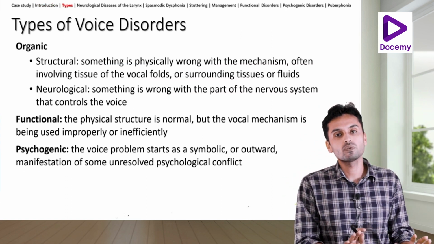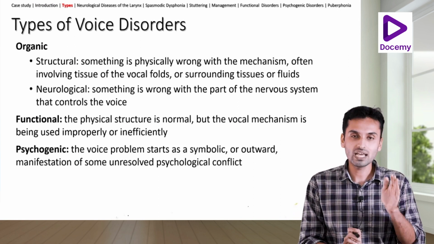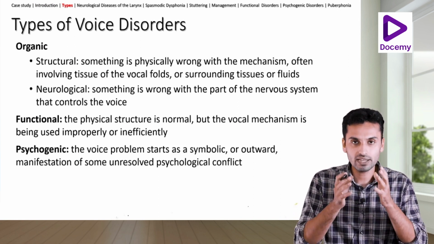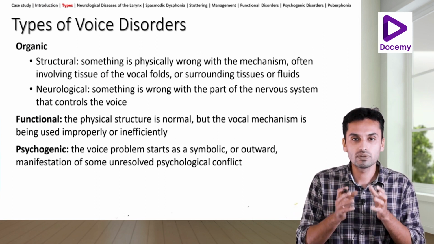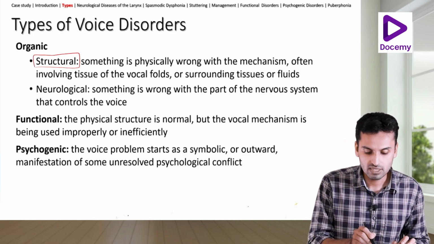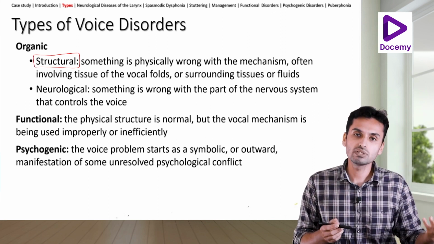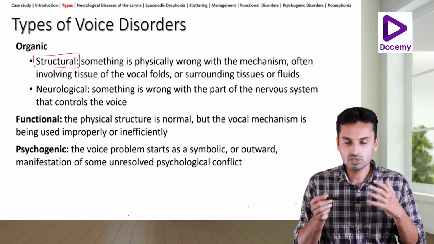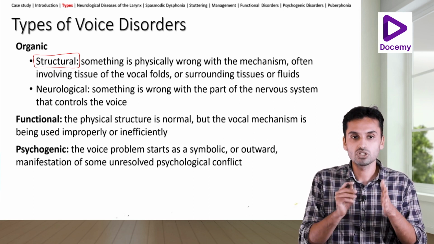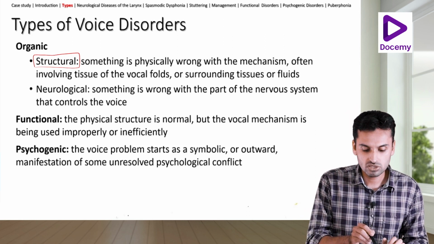Now, types of voice disorders. Okay, so you can have an organic disorder. An organic disorder is something where there is actually something wrong with the functioning of the larynx. So it can be a structural organic condition. That means the conditions that we talked about in our benign lesions and malignant lesions. So there is something structurally wrong. There is some mucosal lesion you can see. Okay, so those are the structural abnormalities.